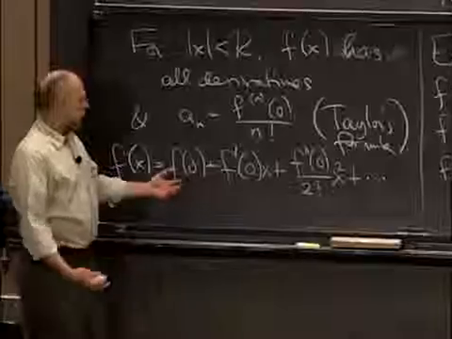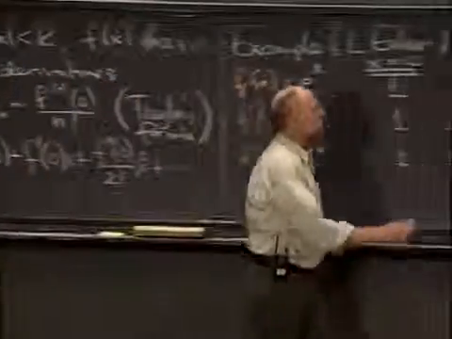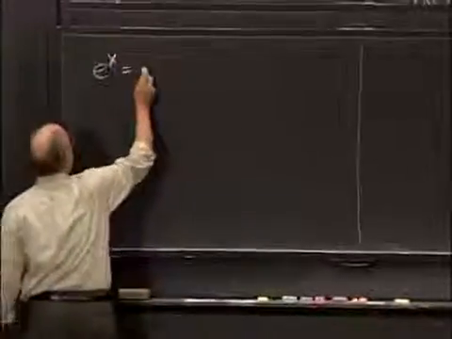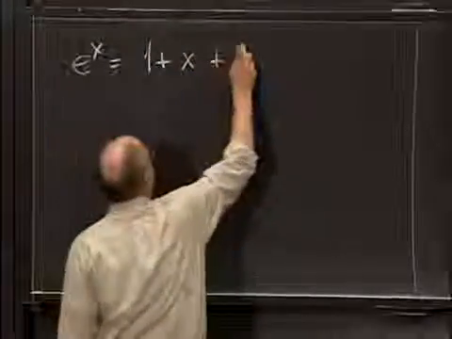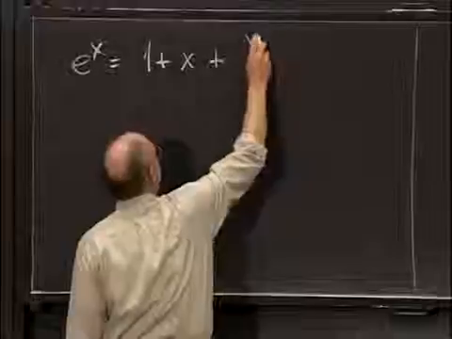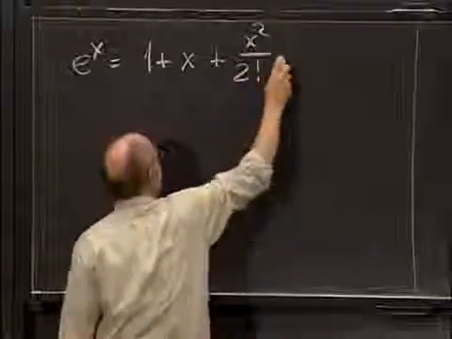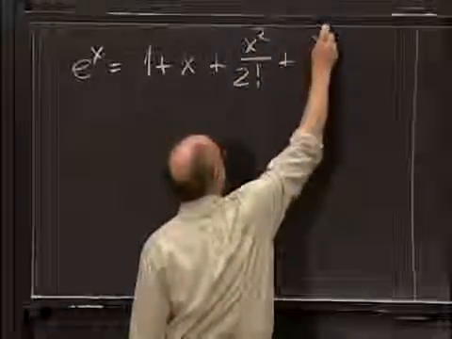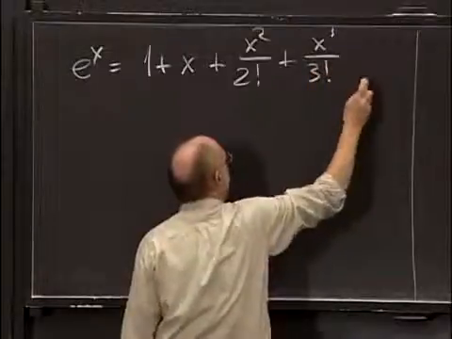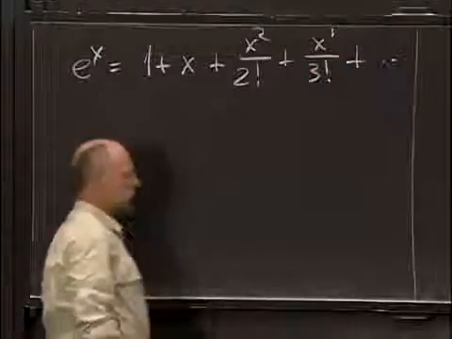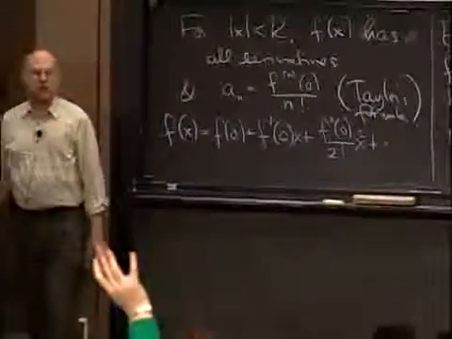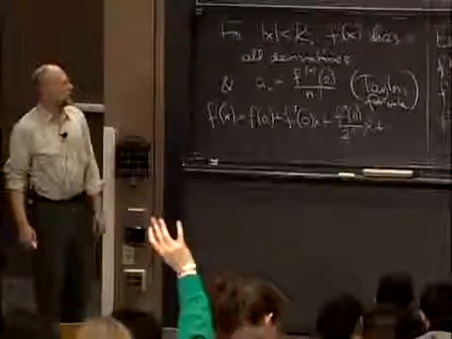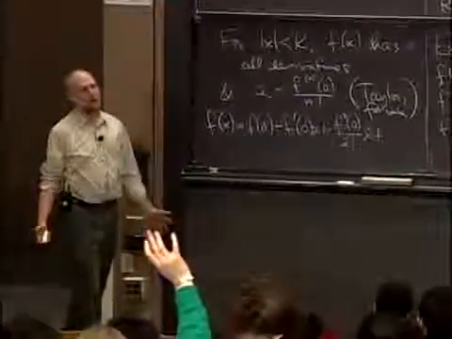Now when I plug into this formula, I find e to the x is 1 plus 1 times x plus 1 over 2 factorial times x squared plus 1 over 3 factorial times x cubed plus and so on. All of these numbers are 1, and all you wind up with is the factorials in the denominator. That's the power series for e to the x. This was a discovery of Leonhard Euler in 1740 or something.